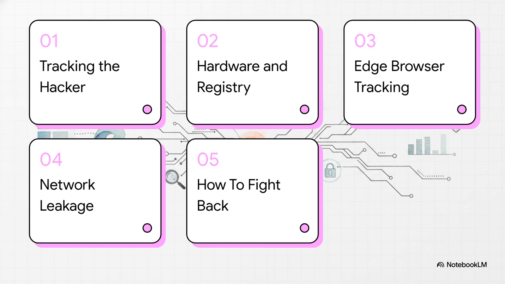Number 1, tracking the untrackable hacker. 2, the hardware and registry web. 3, Edge reporting back to Bing. 4, network leakage in apps. And finally, number 5, how to fight back.